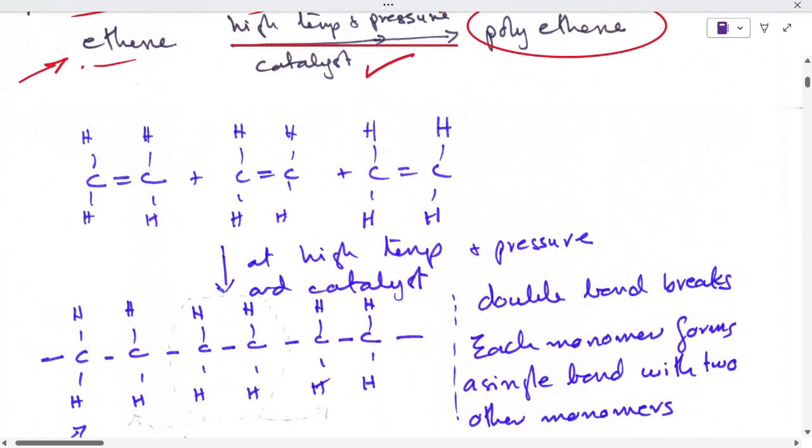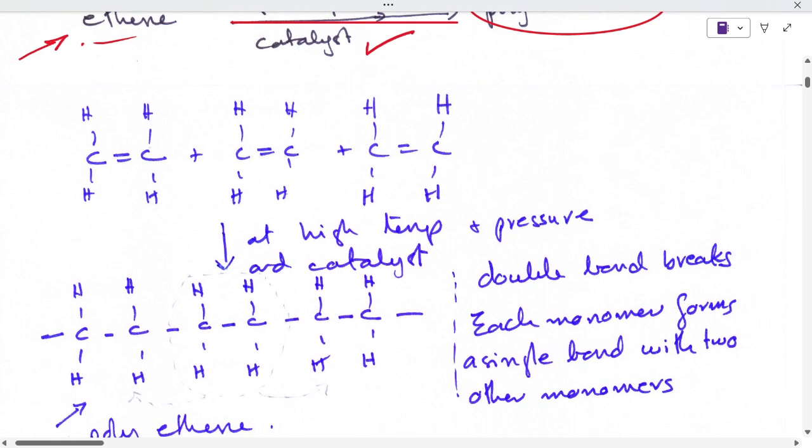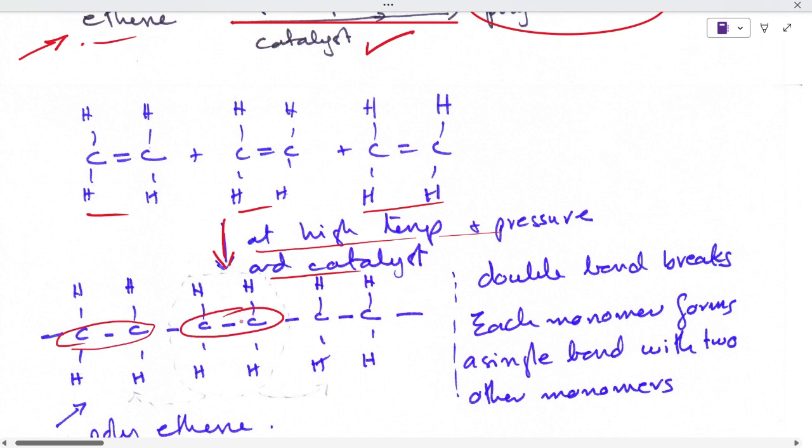Now here I have written the formulas. There are 3 molecules of ethene I have shown, and again on the arrow, at high temperature, pressure and catalyst, I have joined all the 3 molecules of ethene. You can see that the double bond has been broken and now we have all single bonds. If you look at the center one, you can see that the ethene molecule is joined to 2 other molecules on the right and left side.